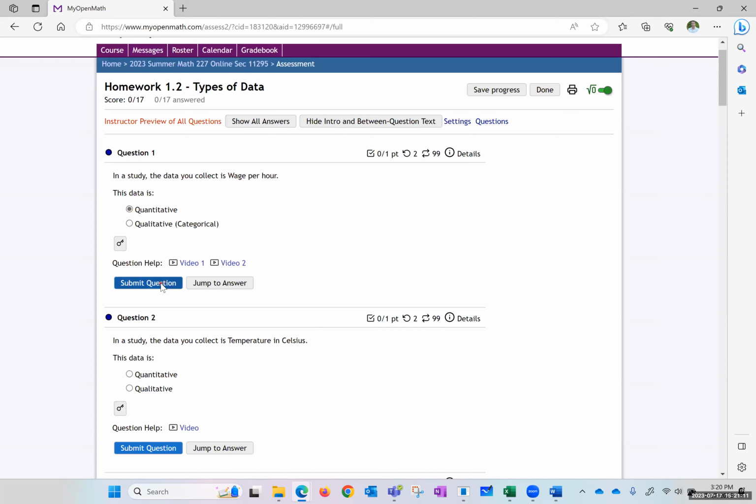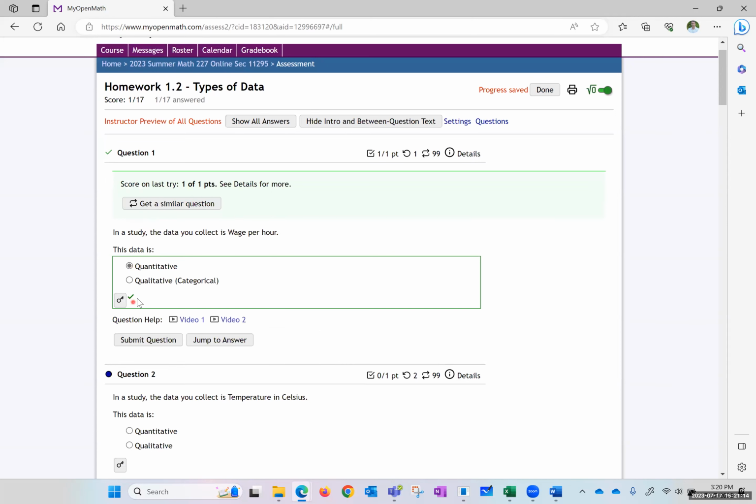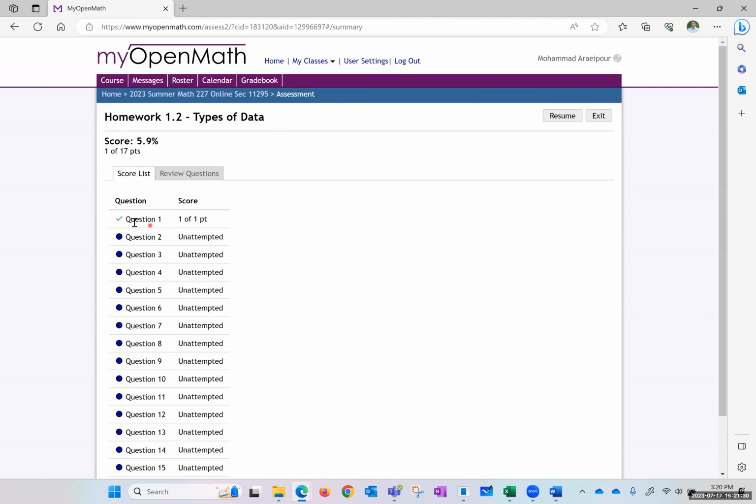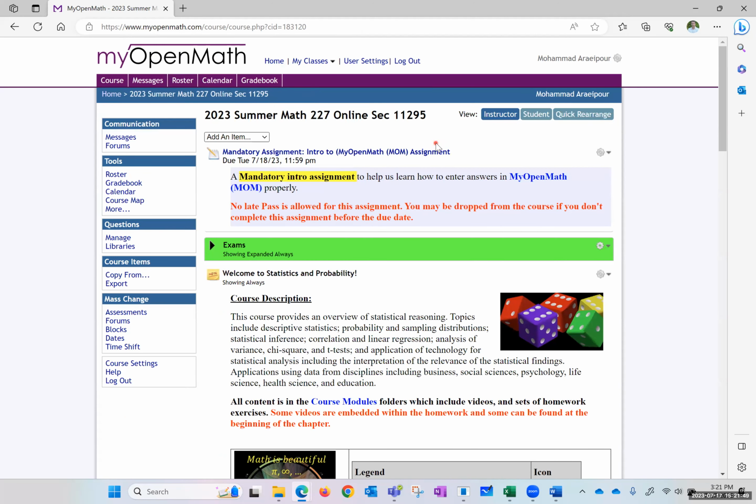If you submit the question, it check marks. If your answer is wrong, you just get a similar question. It gives you a chance to redo it. So just as the introduction assignment, if I click on done here, it shows the first question was done right, and it has already recorded my grade, and I can come back and resume it anytime before its due date, or I can exit. That's how you deal with MOM.